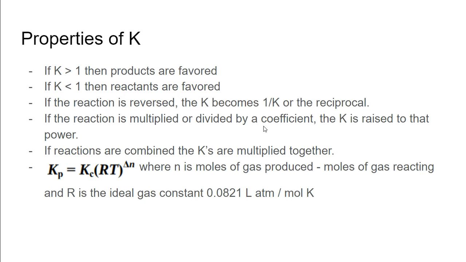Just like we did with Hess's law. You remember Hess's law? But instead of multiplying the K, we're doing it to the power of. Because remember, the coefficients for K are powers. So if we change the coefficients, we change the powers. If we combine reactions, we combine the Ks. So we multiply the Ks together.